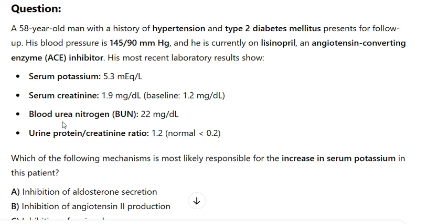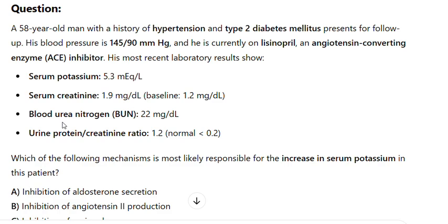Here's a USMLE-style question on angiotensin-converting enzyme, ACE. Question. A 58-year-old man with a history of hypertension and type 2 diabetes mellitus presents for follow-up. His blood pressure is 145/90 millimeters of mercury, and he is currently on lisinopril, an angiotensin-converting enzyme, ACE, inhibitor.